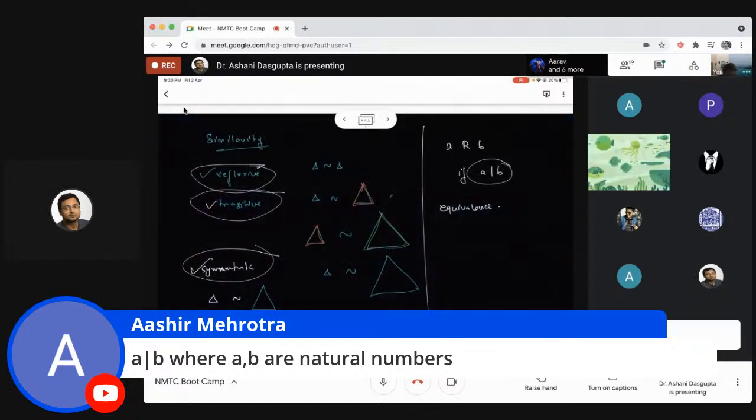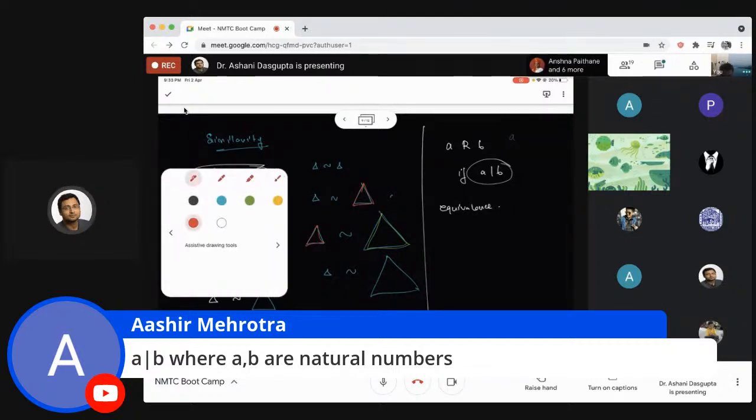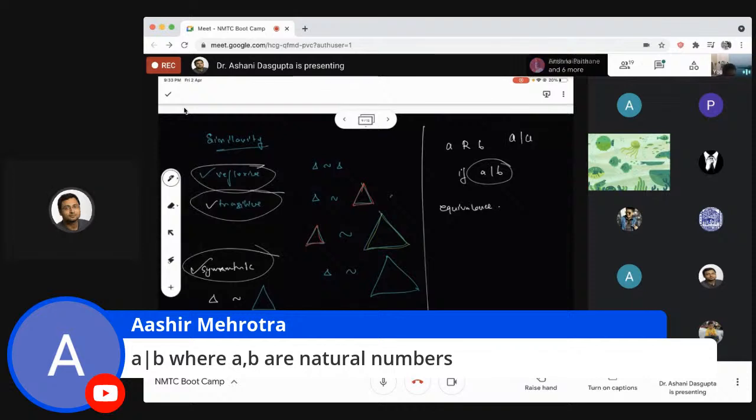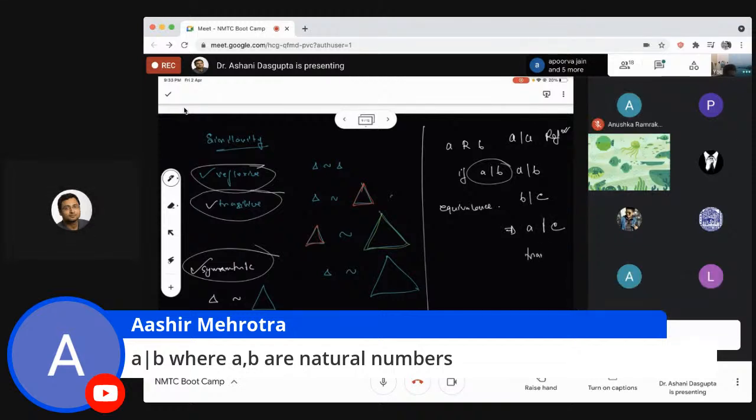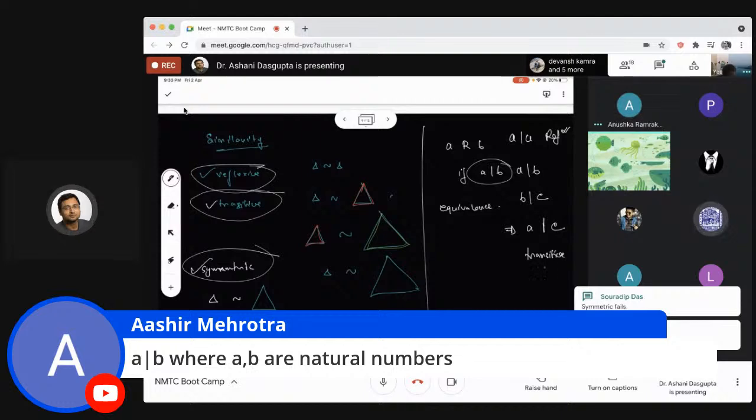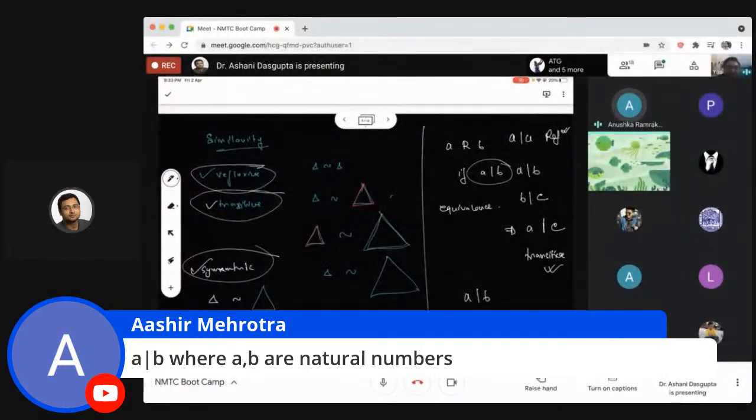Okay. So the reflexive part is okay because A divides A. Every number divides itself. That's fine. So reflexive is okay. Transitive: A divides B, B divides C, implies A divides C. Transitive is fine. It is true. But symmetric will not be true. Symmetric fails; it will work only if A is equal to B.